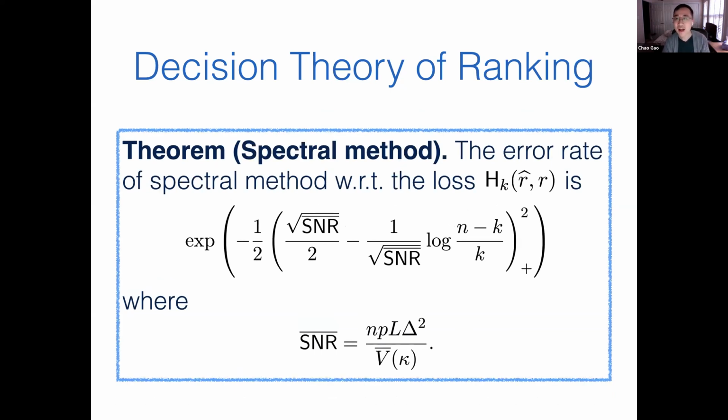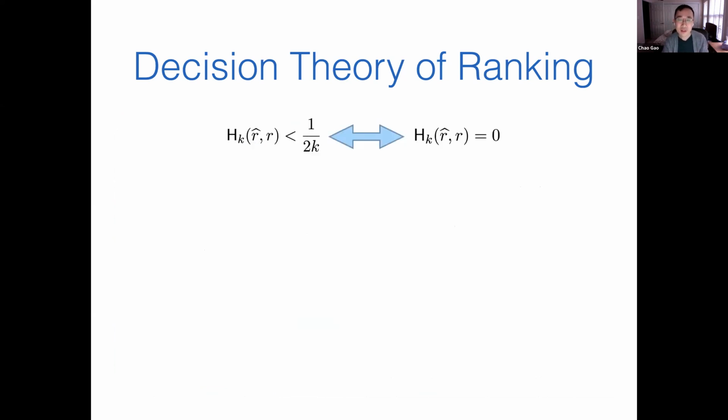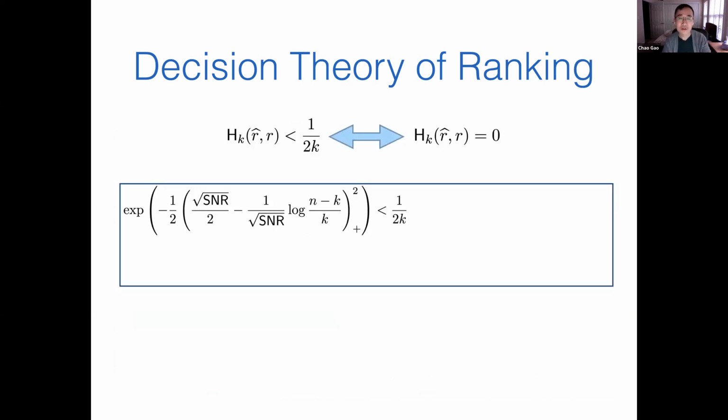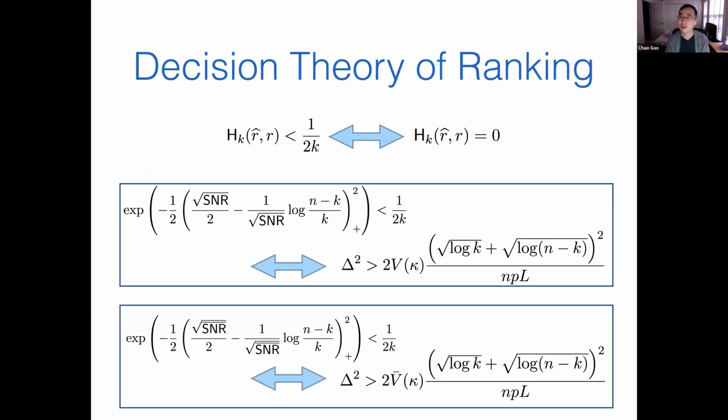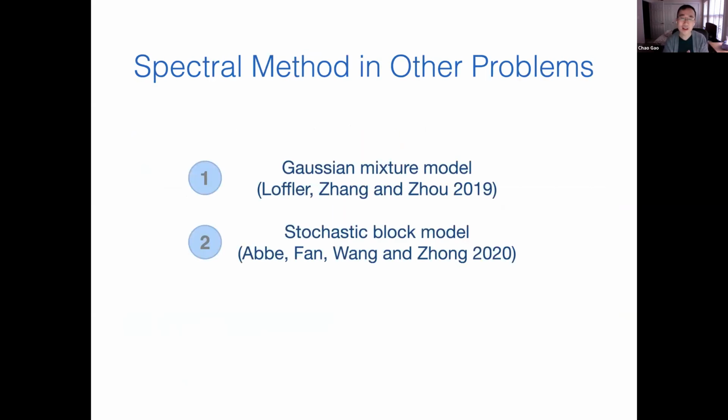And spectral method actually achieves a different rate. The signal to noise ratio is replaced by signal to noise ratio with a bar, right? And the only difference between the two signal to noise ratios is that for spectral method, we have V bar instead of B, okay? And then using this relation, you can directly set up the condition that the minimax rate is smaller than 1/2k, and this leads to the exact recovery condition for the two methods. And the first condition is optimal. The second condition is for spectral method, right? So this is my last slide.